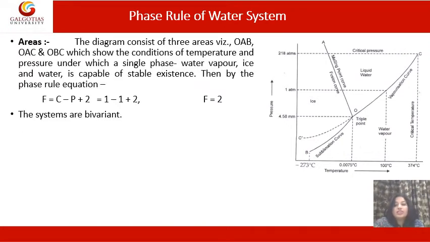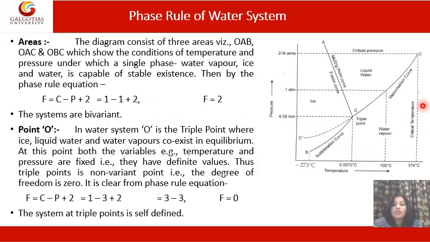Now, let us discuss the areas. The diagram consists of three areas, that is OAB, this one, OAC, this one, and OBC, this one, which show the conditions of pressure and temperature under which a single phase, water vapor, ice, or water, is capable of stable existence. Then by the phase rule equation, F equals C minus P plus 2, which equals 1 minus 1 plus 2, that is degree of freedom is 2, means the system is bivariant.